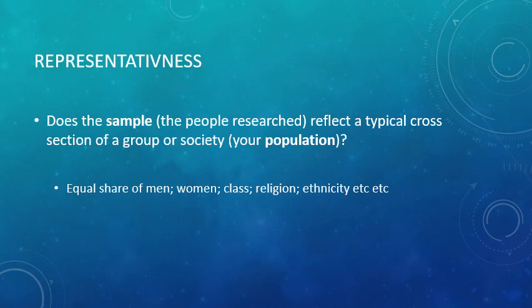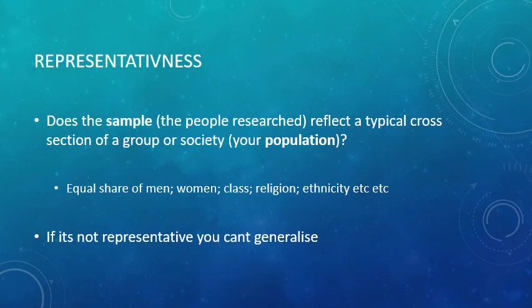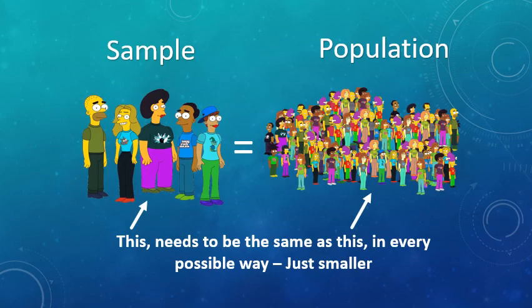So really it's about whether our sample reflects the typical cross-section of our society. Do we have the correct ratios of key characteristics? If we don't, we can't make generalisations. So your sample needs to match your population in almost every way other than size. We're talking about a smaller version of it.